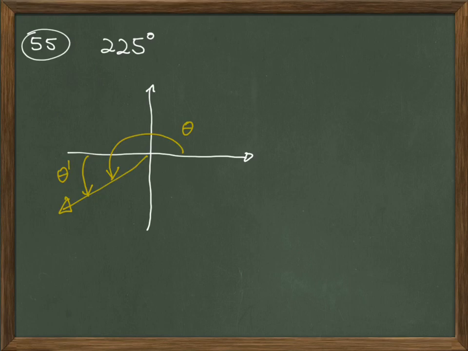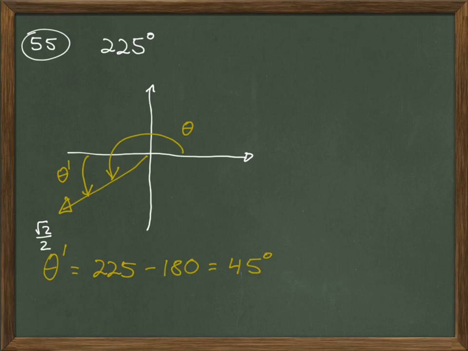So to find the reference angle, we just say 225 minus 180, which is 45 degrees. And that, of course, is one of our common angles. And what you really should remember is the ordered pair for 45 degrees. And 45 is really the easiest. It's the square root of 2 over 2, square root of 2 over 2.